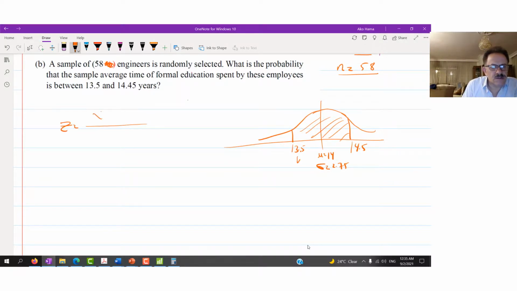Because we have the z, in this case we have to find z is equal to x minus mean over sigma divided by the square root of the value of n. Why did this happen? Because we don't have any idea about those 58, so the sample is here. So the z1 will be x1.